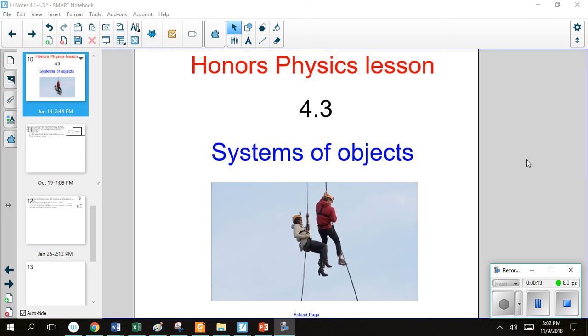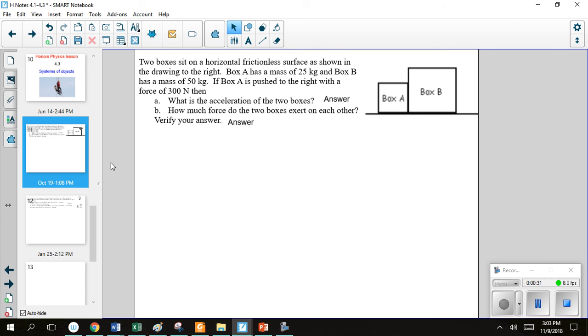Welcome, welcome, welcome. Usually we're looking at objects individually, but now we're going to look at a couple of objects that are moving together. Fun continues. Let's start off with something simple. We've got two boxes sitting on a frictionless surface, and they both have different masses.